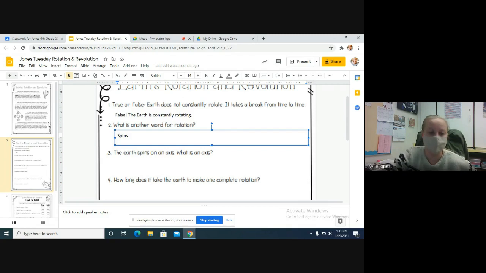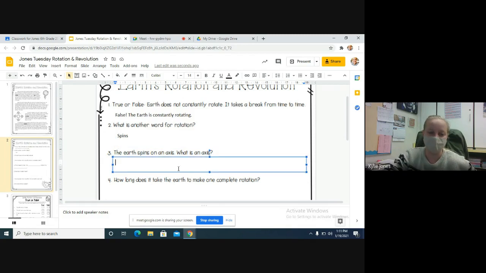All right, number 3. The Earth spins on an axis, but what is an axis? An imaginary line from the North Pole to the South Pole. Got it. It's an imaginary line that goes from the North Pole all the way through the Earth to the South Pole. Good. Awesome.